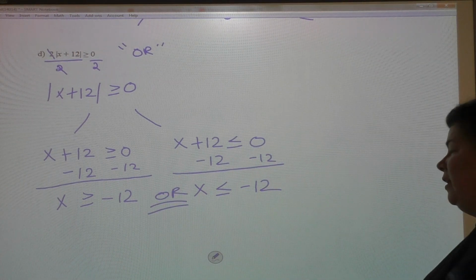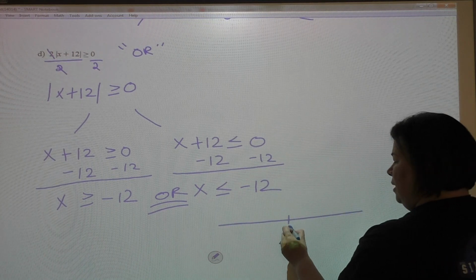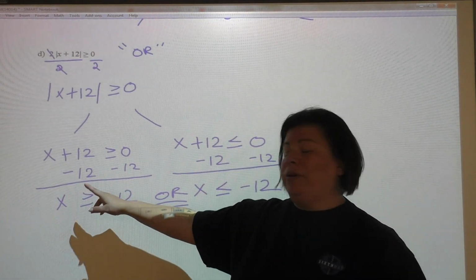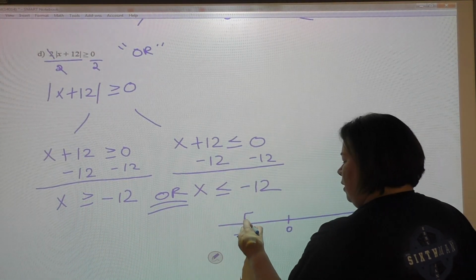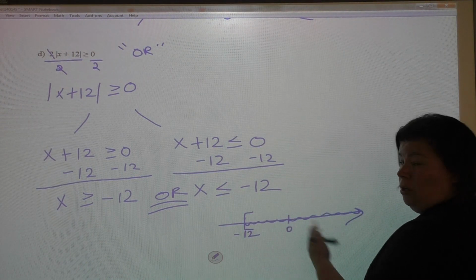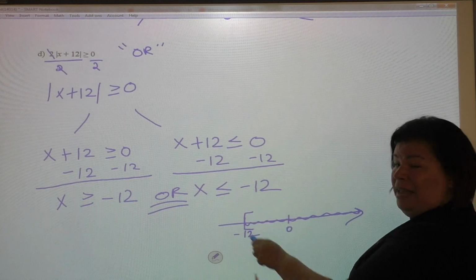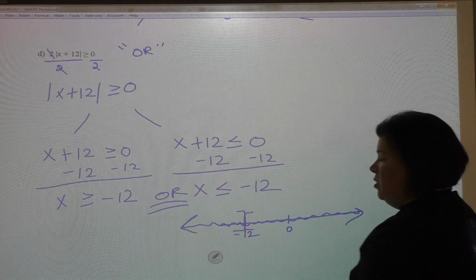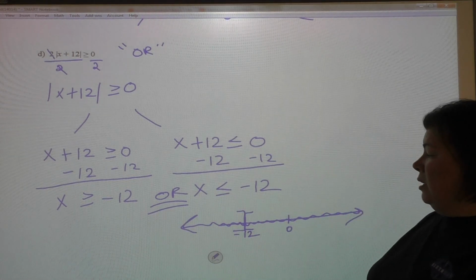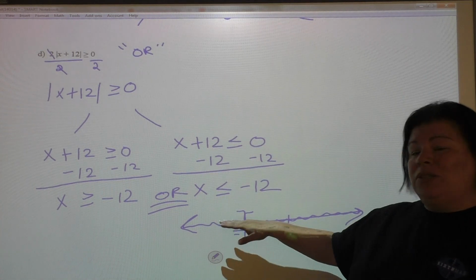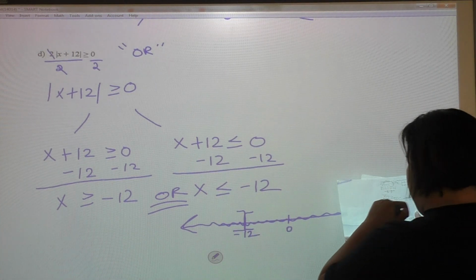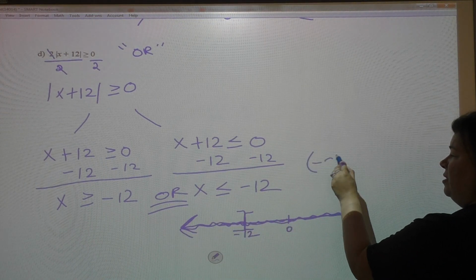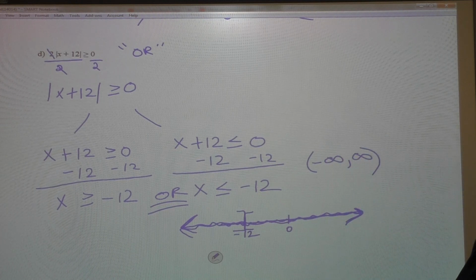So if we go ahead and graph this, here's 0, here's -12. All of my x values that are greater than or equal to -12 are to the right in a closed interval, and all my x values less than or equal to -12 are, including it, to the left. So if you look at the span of things, it's all values. So that means it's all real solutions here. So that means it's everywhere. So if that's true, that means the solution is from -infinity to infinity.